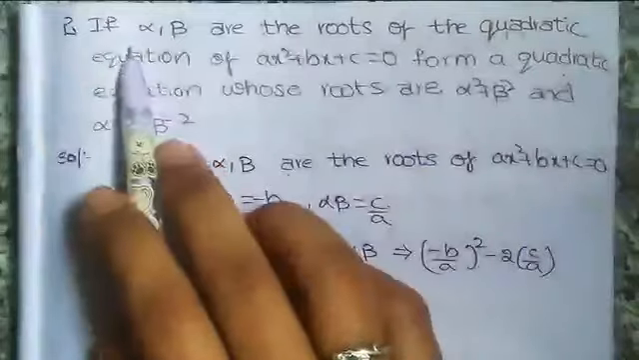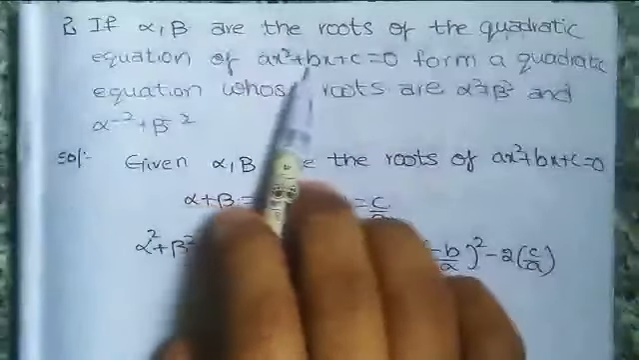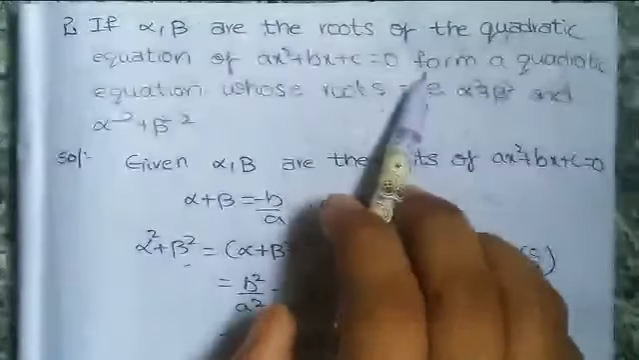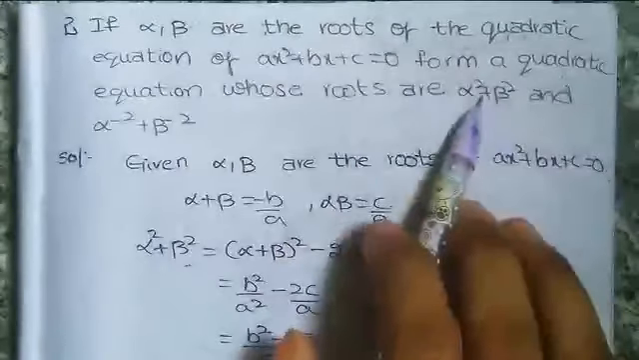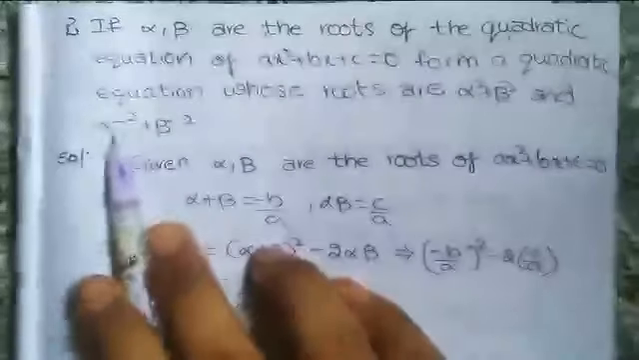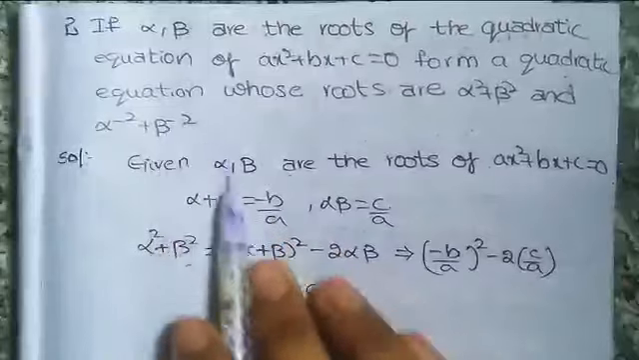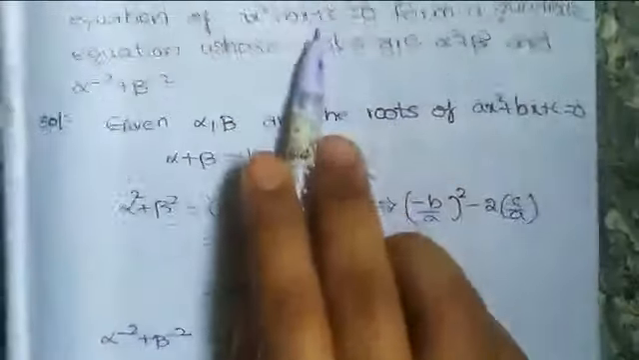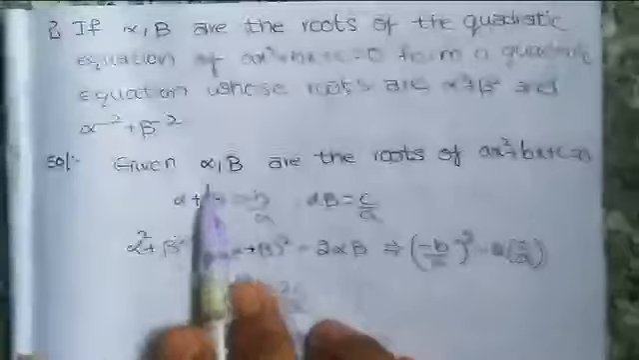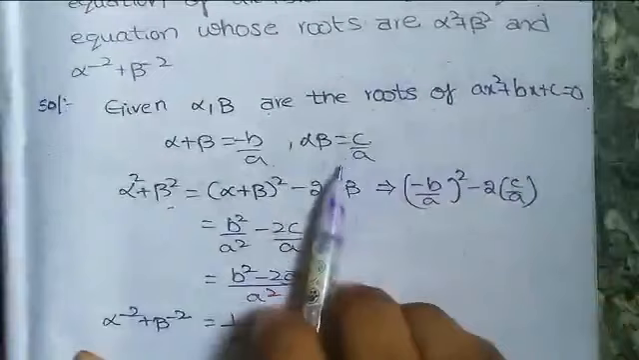The second question is also the same model as the first. If alpha, beta are the roots of the quadratic equation ax square plus bx plus c is equal to 0, form a quadratic equation whose roots are alpha square plus beta square and alpha power minus 2 plus beta power minus 2. First of all, write the given one. They given alpha, beta are the roots of ax square plus bx plus c is equal to 0.